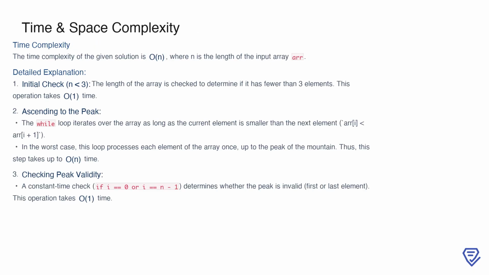The time complexity of the given solution is O(n), where n is the length of the input array ARR. Let's break this down step by step. First, the initial check to determine if the array has fewer than 3 elements is a simple operation that takes constant time, O(1). Next, as we ascend to the peak of the mountain, the while loop processes elements as long as each element is smaller than the next. In the worst-case scenario, the loop will iterate through all elements up to the peak, which means this step takes O(n) time. Then, to validate the peak, a constant time check ensures that the peak is not the first or last element of the array. This operation, too, is O(1).